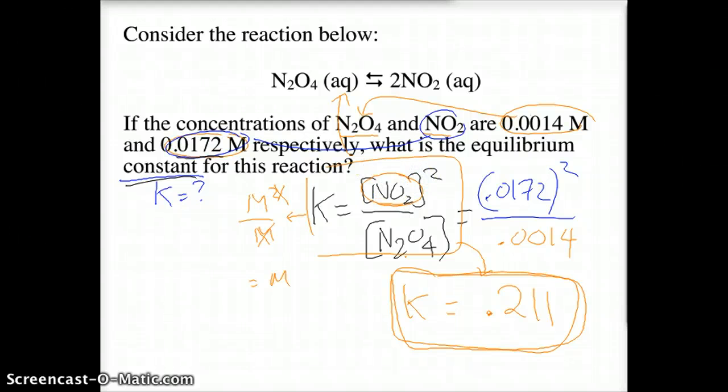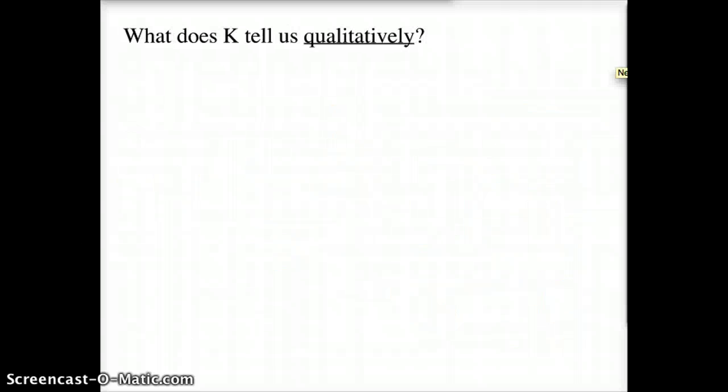The last thing we need to know is, what does K actually tell us? What does this number actually mean? Well, to think about that, we need to remember that we're talking about reversible reactions at equilibrium, where we have two reactions going on. A is turning into B, and B is turning into A. The amount of this and this does not have to be equal. You might have more of one than the other.